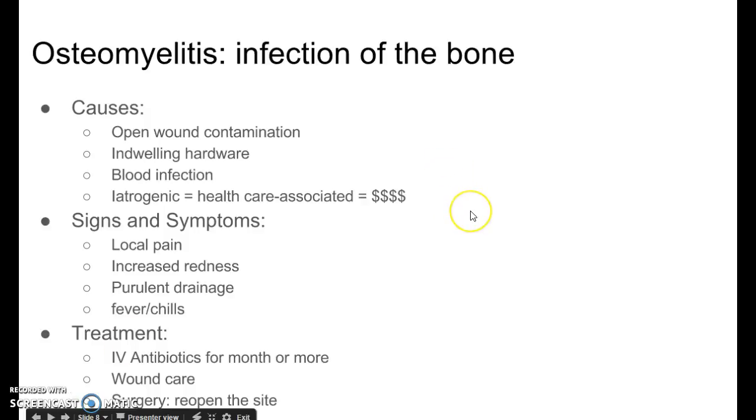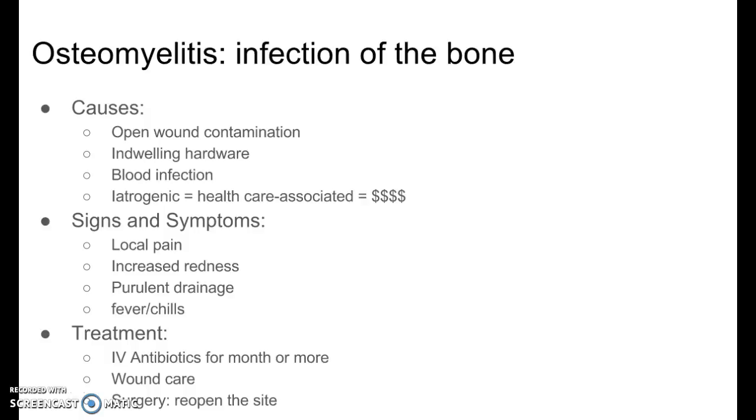So first we're going to talk about infection. Another name for infection of the bone is osteomyelitis. Some of the more common causes: open wound contamination. So we talked about open versus closed fractures. Open is where the bone is going to protrude through the skin. So those are always at greater risk for infection than the closed fractures.